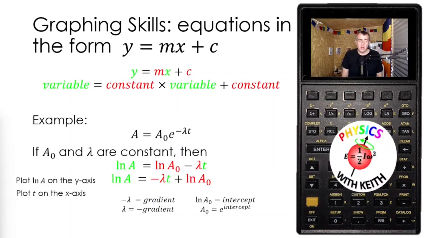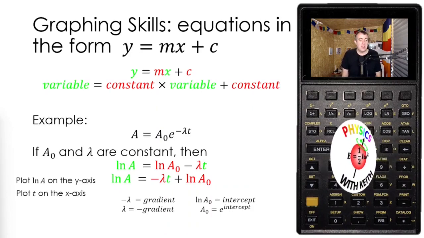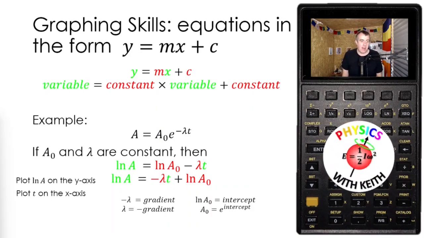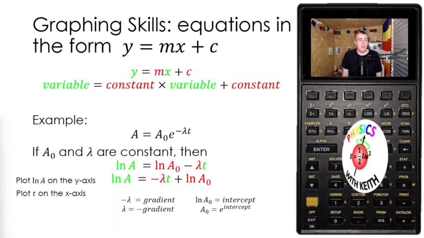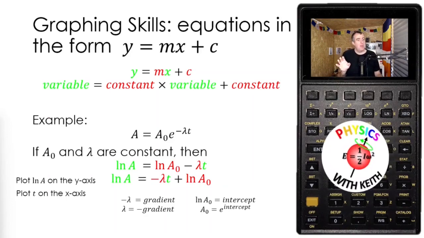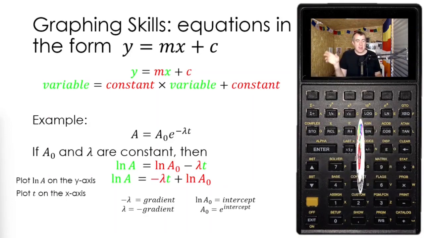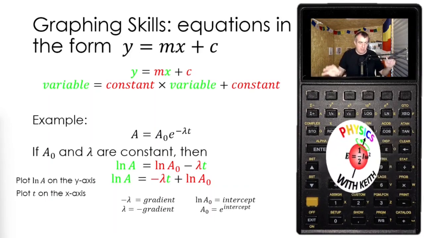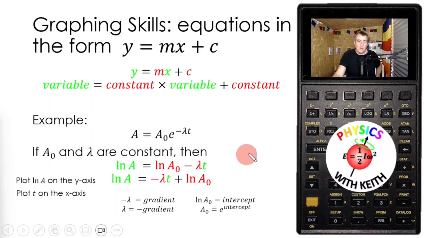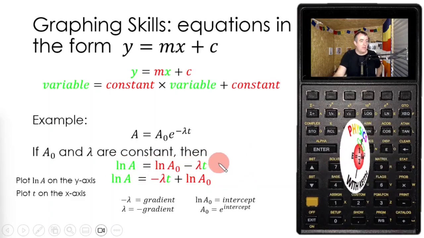It gets more complicated when we have logarithms. So a equals a naught e to the power of minus lambda t. What if a naught and lambda are constants? Well, the basic rule here is to get these in the form y equals mx plus c, you take the natural log of everything. And if you do that, and using your laws of logs from before, you get this, and that's in the form y equals mx plus c.